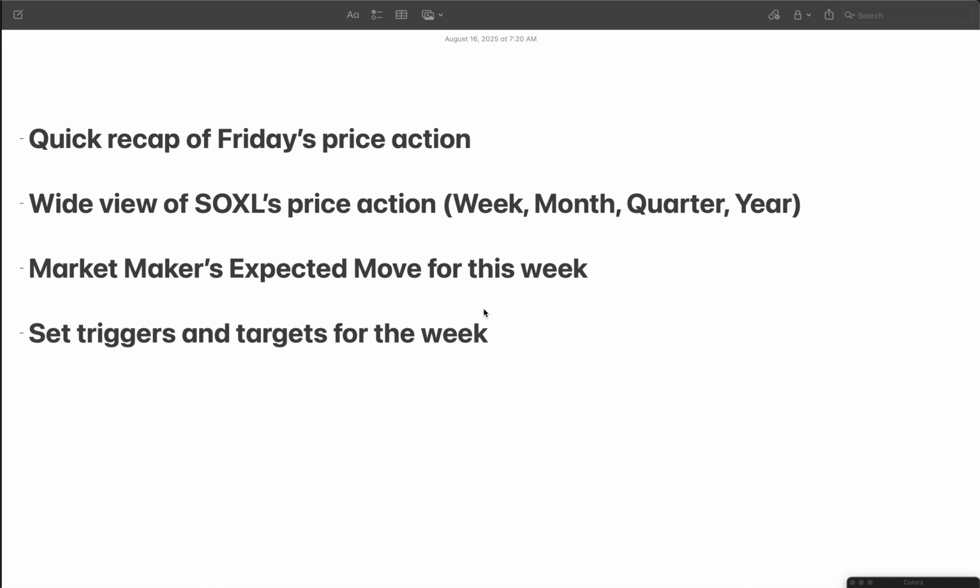It's always important to make sure that you zoom out and don't get locked in on just a small time frame, and make sure that we understand where price action has not only taken us in the past, but where we are right now, and again, where we believe it will take us in the future based off of our trading method and our charting method. We will talk about the market maker's expected move for this coming week, and then at the end we'll set our triggers and targets for the coming week, and then also for Monday specifically.